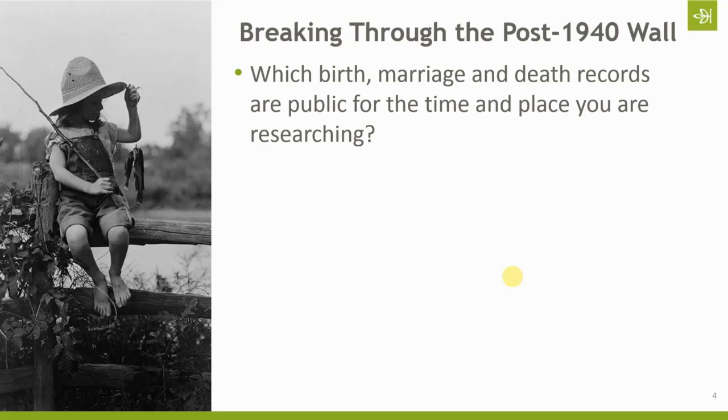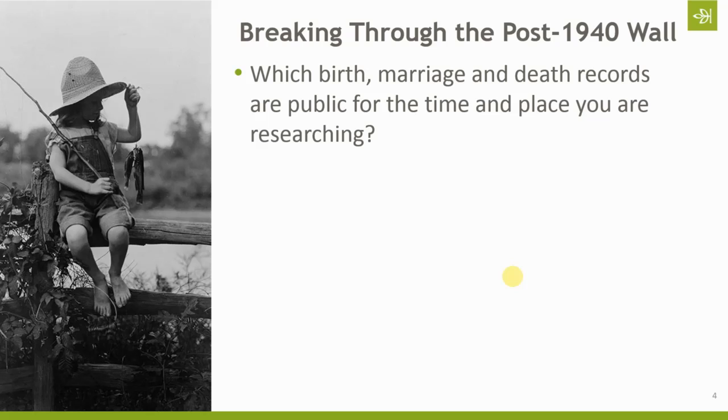That means you have to start to become familiar with which birth, marriage, and death records are public for the time and place that you are researching. Some states, and I always use Oklahoma as an example. I hope Oklahoma doesn't feel bad about that because it's not the most stellar example. Oklahoma has a 100-year privacy law on their birth records, and that's not uncommon. There are several states that have similar laws, which means that no records after 1916 are available for the state of Oklahoma.